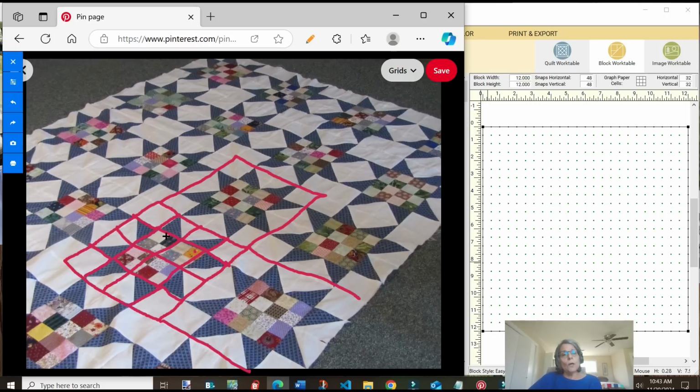So let's go over the total number of units in this block. There are 4 squares, and there are 4 flying geese units, or 8 half square triangle units, and there is 1 16 patch unit. So those are the 3 different units you would use for this block.